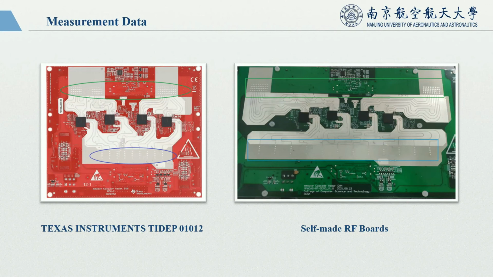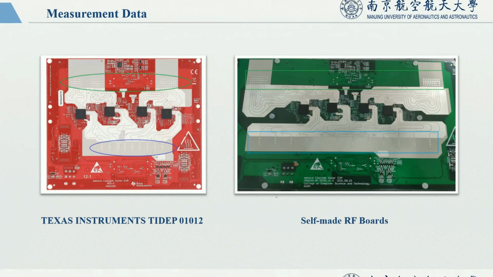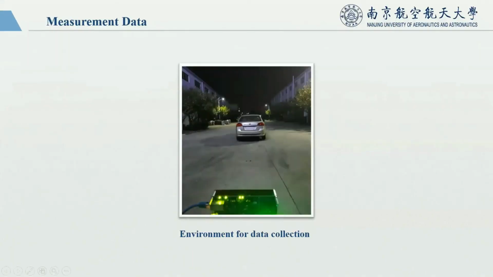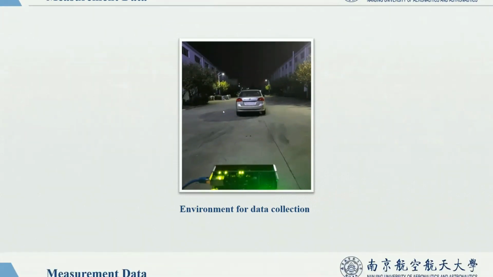And this is a self-made RF board. This design discards the pitch angle. It can achieve a high azimuth angle resolution of 0.6 degrees. The environment for data collection is shown in this figure. There are many hills and trees on either side of the road which may cause interference.